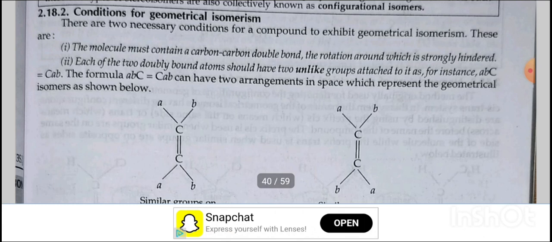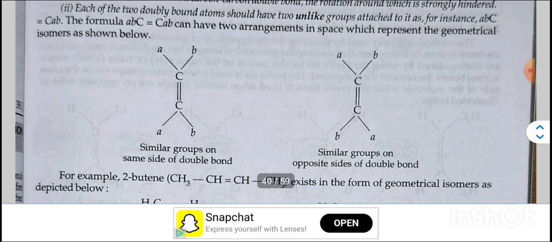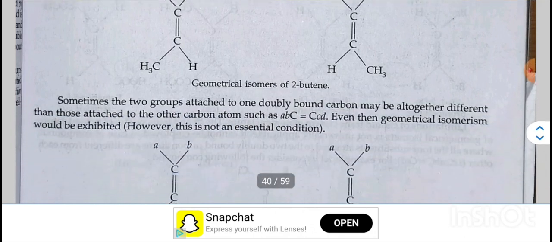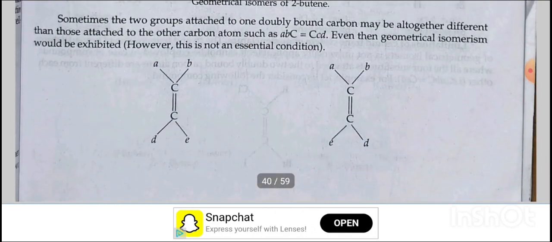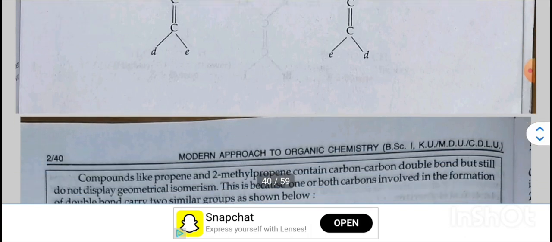Second, each of the two doubly bonded atoms should have two unlike groups attached to it. For instance, a compound of the formula ABC=CAB can have two arrangements in space which represent geometrical isomerism, as shown below. Sometimes the two groups attached to one doubly bonded carbon may be altogether different from those attached to the other carbon atom, such as ABC=CCD. Even then geometrical isomerism would be exhibited.